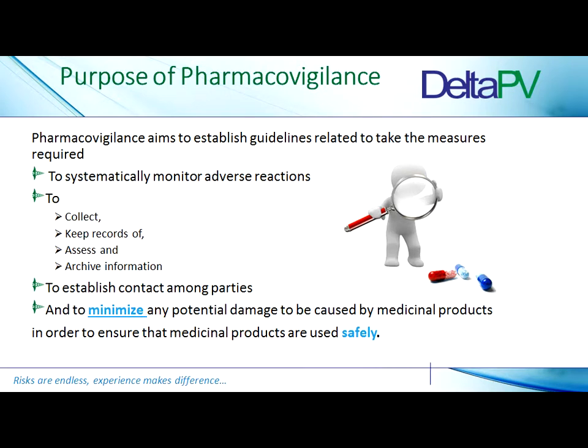Pharmacovigilance aims to establish guidelines related to taking the measures required to systematically monitor adverse reactions, to collect, keep records of, assess, and archive information, to establish contact among parties, and to minimize any potential damage to be caused by medicinal products in order to ensure that medicinal products are used safely.